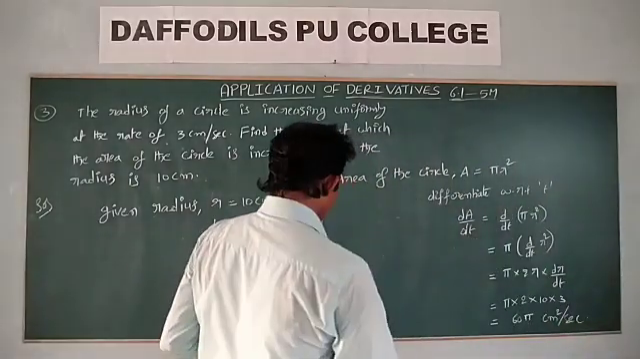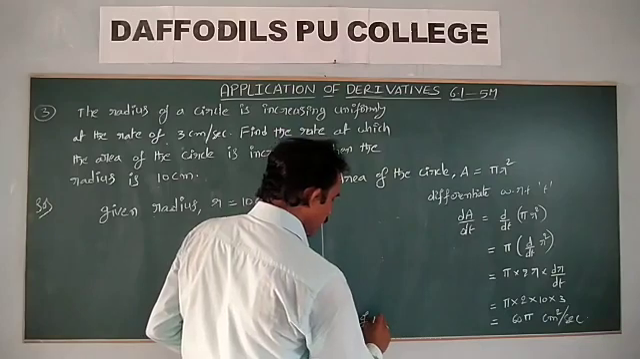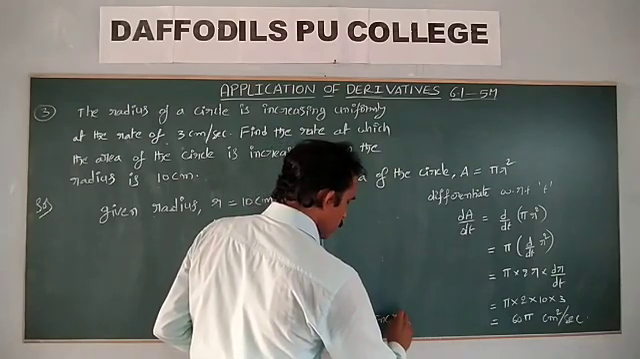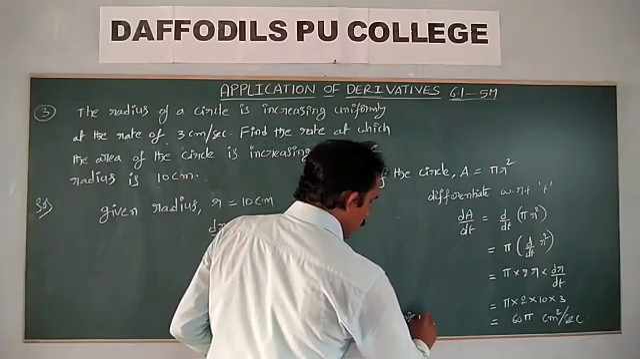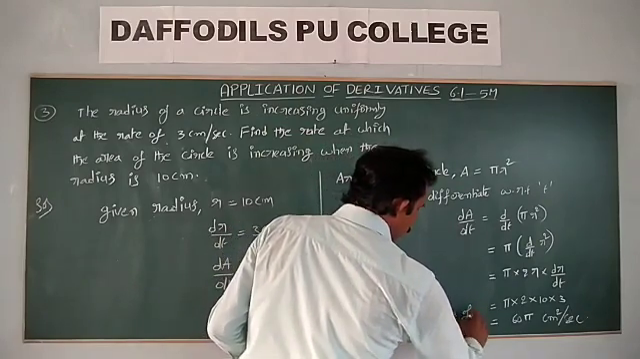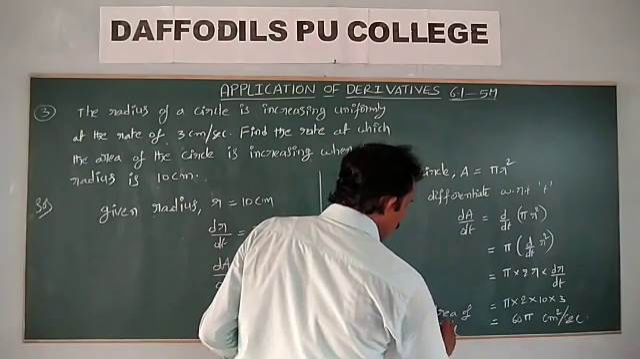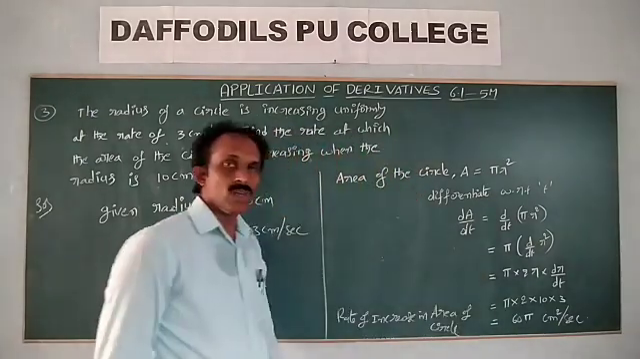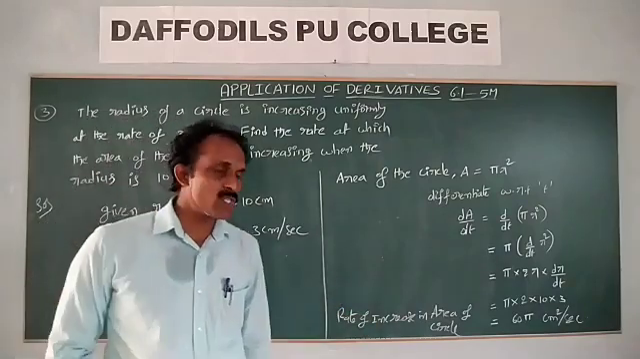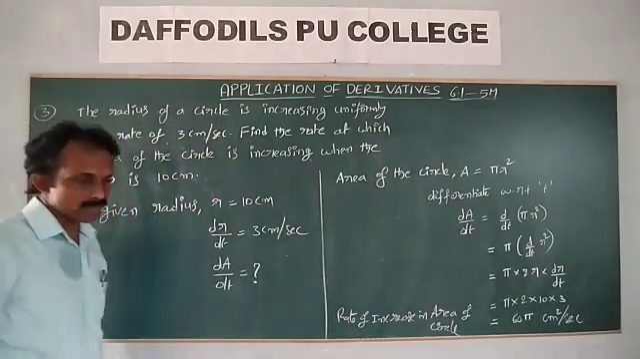Therefore, the rate of increase in area of the circle, dA by dt, is equal to 60 pi centimeter square per second. So like this and so on.